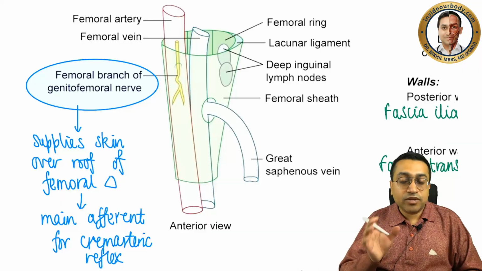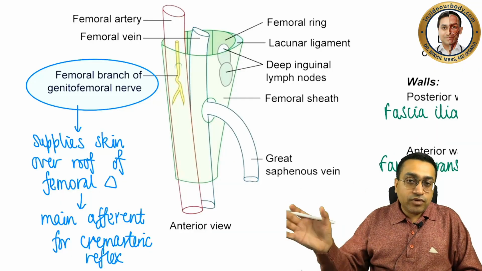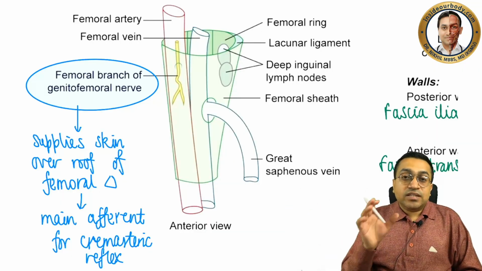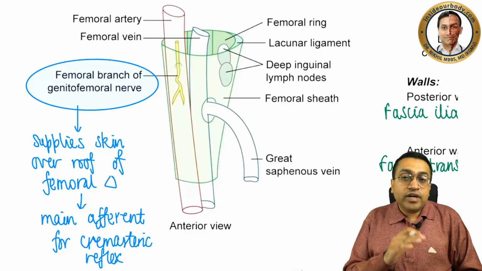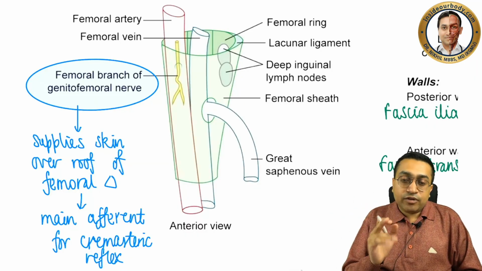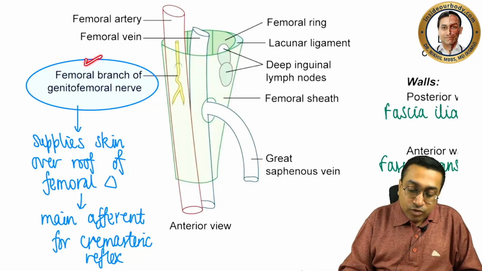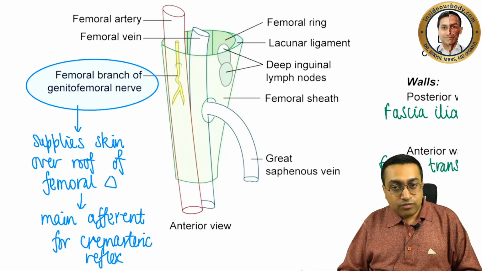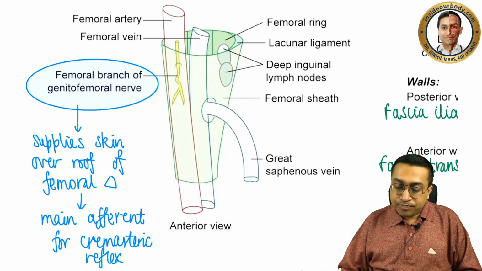So there is a cremaster muscle, whose reflex we will read about eventually. That reflex needs an afferent and an efferent. So the afferent for that reflex is this femoral branch of the genitofemoral nerve. We will revise it again eventually.